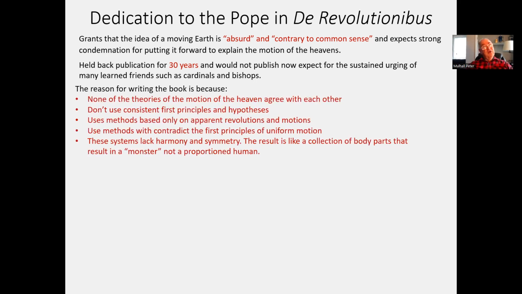Why did he write the book? Where did he come up with the theory? These are the reasons why he gives the Pope. He says none of the old theories, none of the Ptolemaic theories of motion agree with each other. Well, this is because the Ptolemaic theory has such incredible flexibility. Remember, you've got the size of the deferent, then how fast the epicycle point is going to go around the deferent. You've got the size of the epicycle, how fast the planet is going to go around the epicycle.